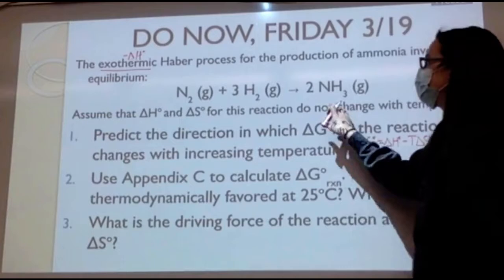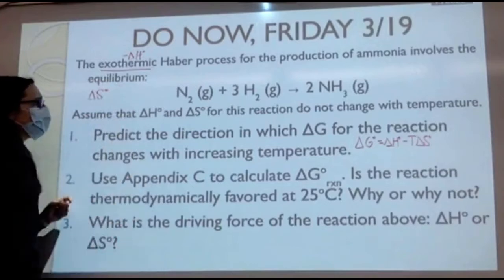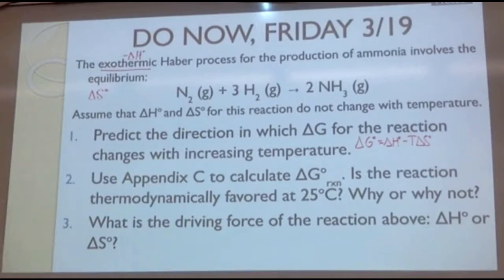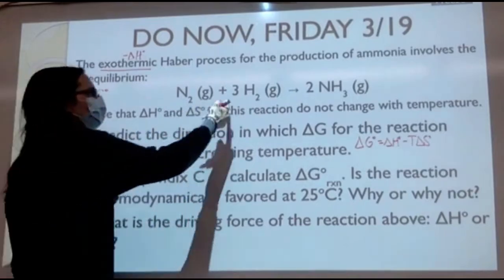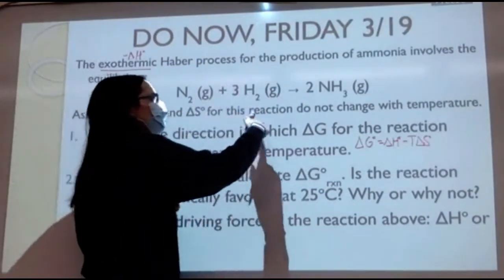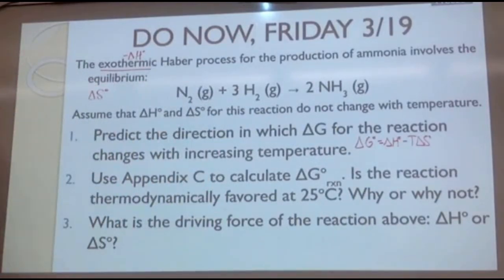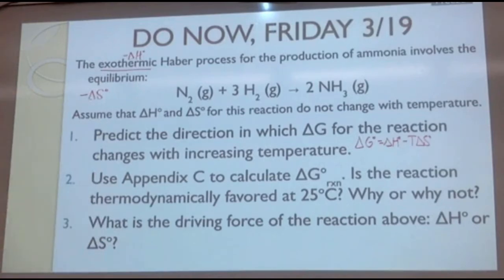Delta S is determined from the balanced equation. So if we're looking at delta S, look at your reactants to products. Look at the states of matter. What's happening from the reactants to the products that would affect delta S? So the reactants, I have 4 moles of gas. The products, I have only 2 moles of gas. So because we're going from 4 moles of gas down to 2 moles of gas, that's becoming more ordered. And so delta S is also negative. So this is an exothermic process resulting in more order.